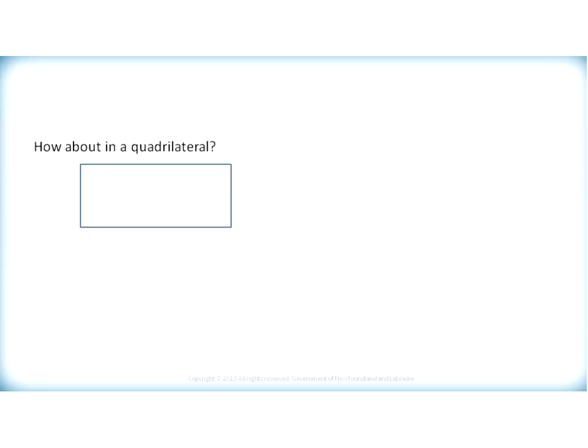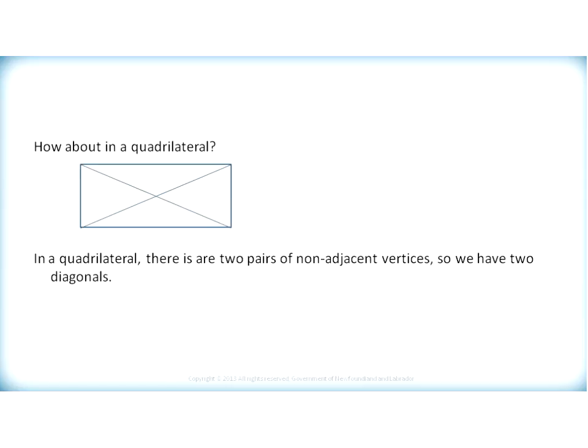How about in a quadrilateral? Well, I can draw a diagonal connecting one vertex to another non-adjacent, like so. The bottom left vertex and the top right vertex are not side by side, so we can connect them with a diagonal. And I can do the same thing with the top left and the bottom right vertices, which I see here. So in any quadrilateral, this is a rectangle, but this is true for any quadrilateral that you draw, there are two pairs of non-adjacent vertices. So we have two diagonals.